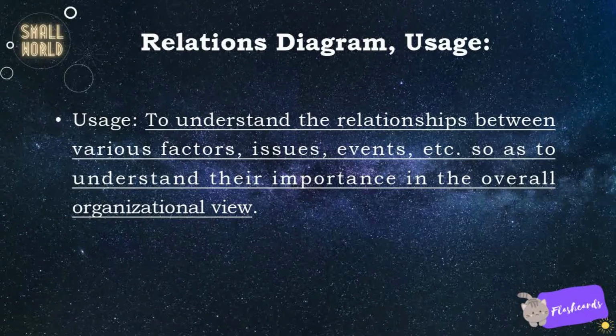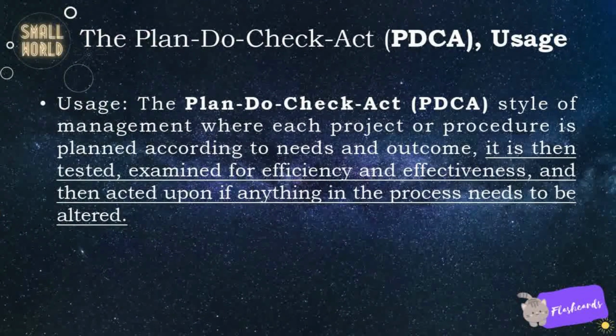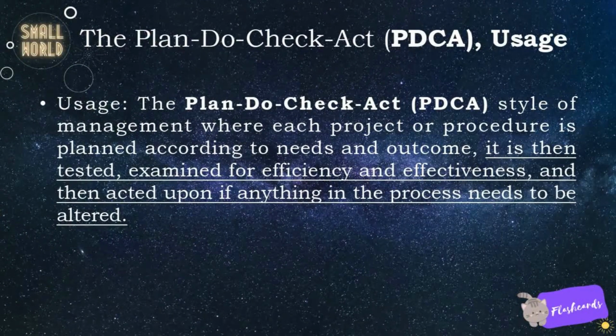The Plan Do Check Act, or PDCA, is a style of management where each project or procedure is planned according to needs and outcome. It is then tested, examined for efficiency and effectiveness, and then acted upon if anything in the process needs to be altered.